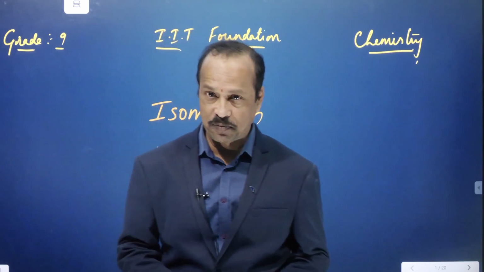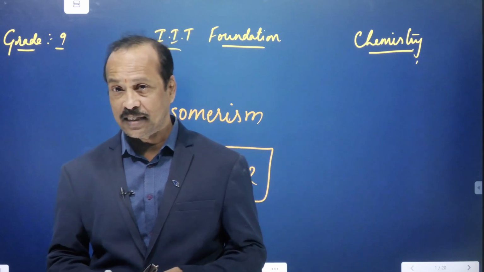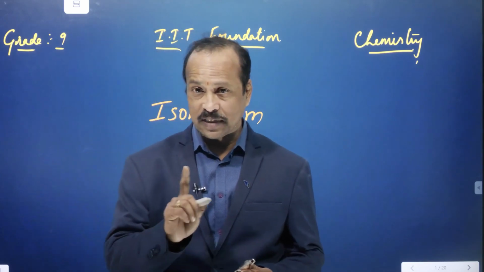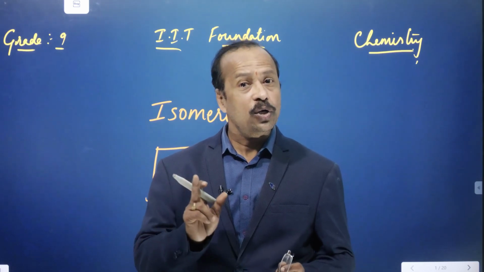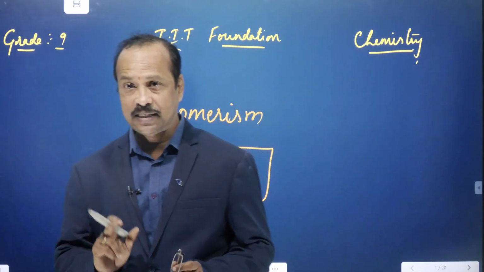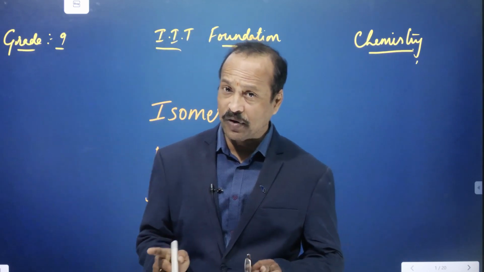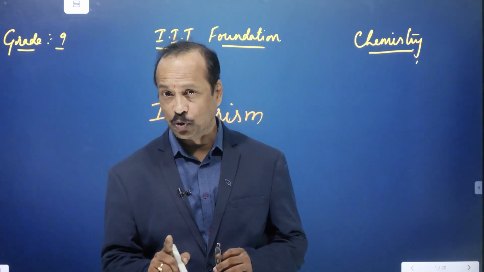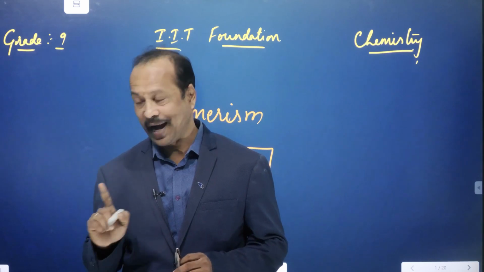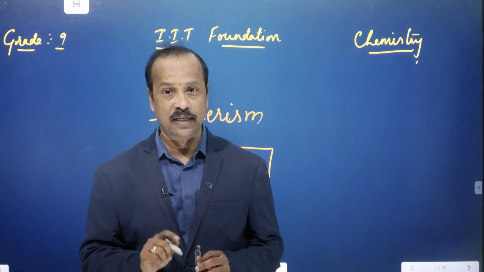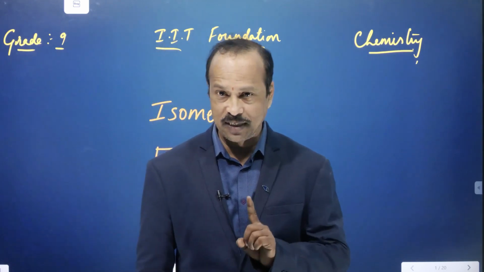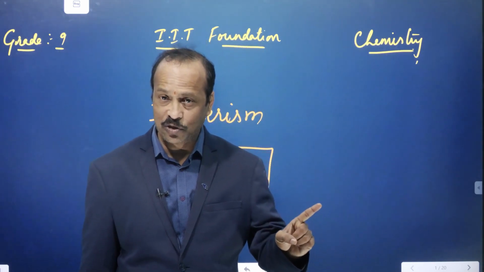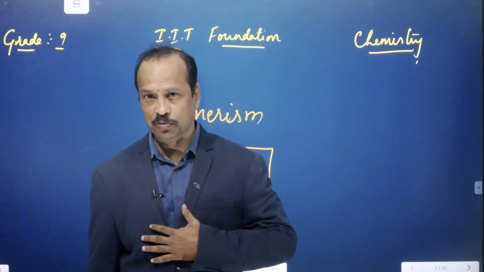So, grade 9 IIT Foundation, in this we started the second chapter of volume 2, isomerism. And in that we completed the first synopsis, in which we discussed isomerism. Just revising, isomerism means two or more compounds having the same molecular formula but different properties are called isomers. That phenomenon is called isomerism. Isomerism is mainly classified into two types: structural isomerism and stereoisomerism.